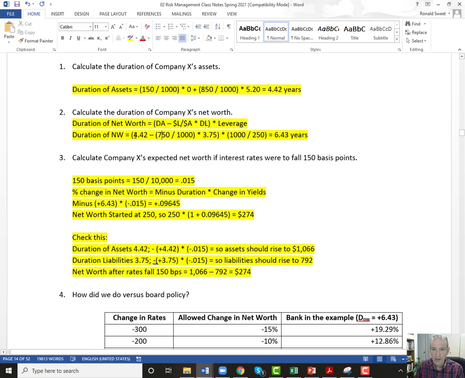So you notice here, if liabilities had a duration of 4.42, if my assets and liabilities had the exact same duration, my duration of net worth would not be 0. And why is that? Well, because my liabilities are not as big as my assets. My liabilities would have to have a higher duration than my assets to get my duration of net worth exactly to 0.